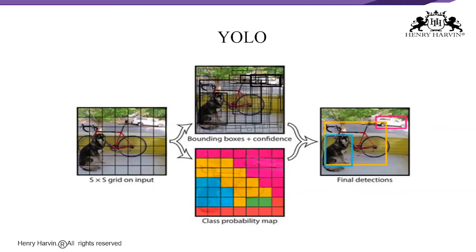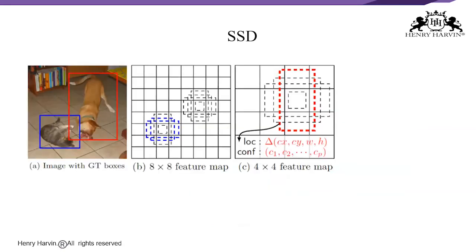It divides the image into a certain grid. You can see that where there is a dog, the dog's grid is blue in color, where there is a bicycle, it is yellow, and you can see the truck over here, and otherwise the complete background has another color. Once it is divided into a grid, it makes bounding boxes and confidences, and we get the class probability map and the final detections, right? So this is about YOLO.